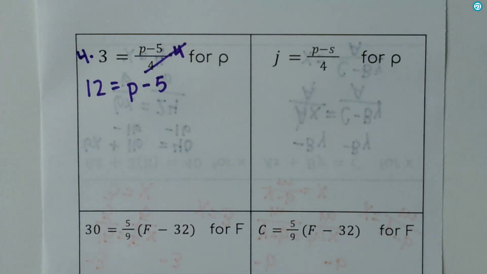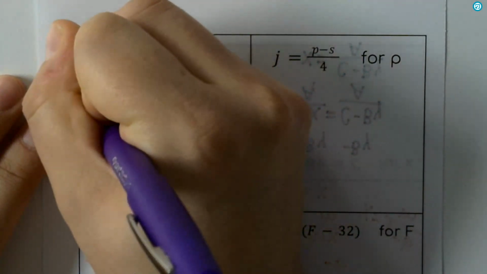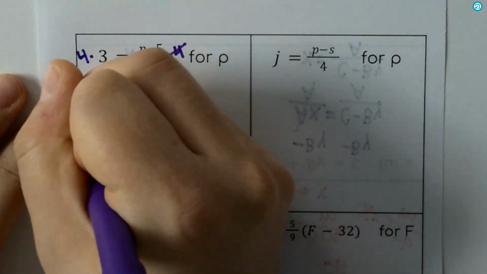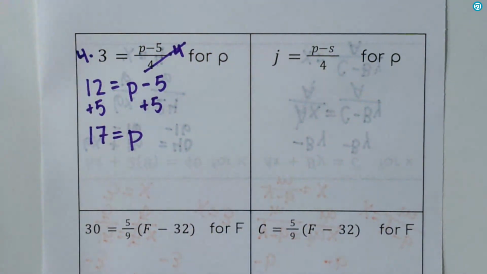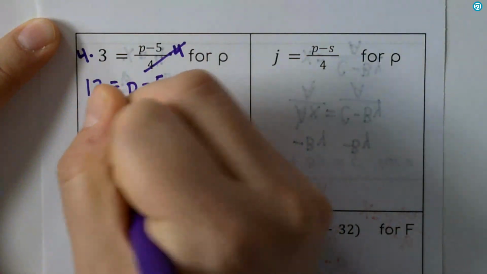Okay. From there, I am going to add 5 to both sides. 12 plus 5 is 17. So I've got 17 equals p. And then we can flip that around and have p equals 17.